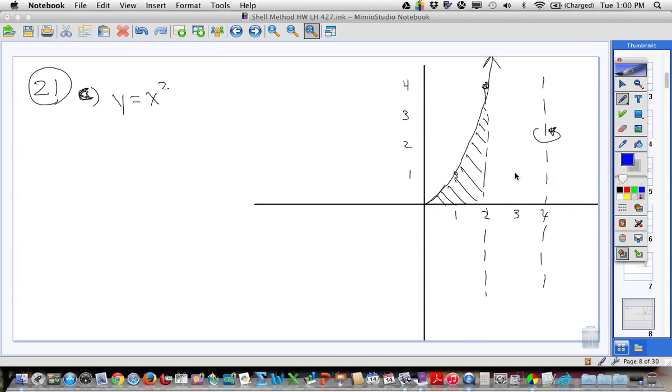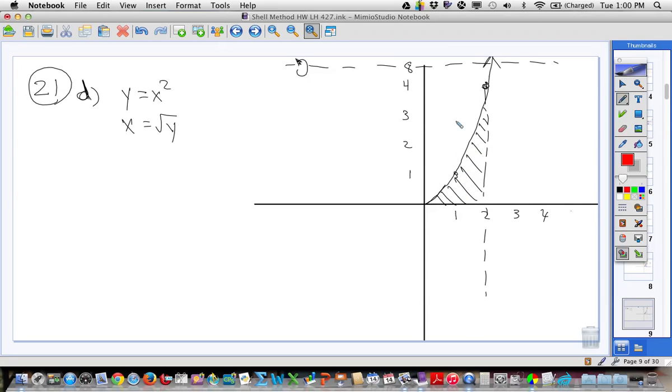Once again, if we're going to do shell, we would have vertical strip. If we're going to do the disc washer, we would have outer radius. We would have inner radius. Okay? All right, and then the last one in part D, if we were going to do shell with this one, we would have to have a horizontal strip.